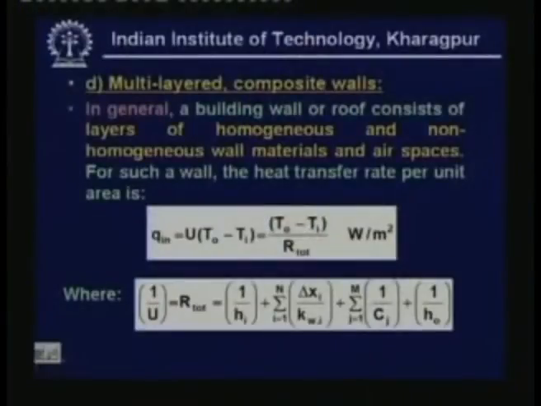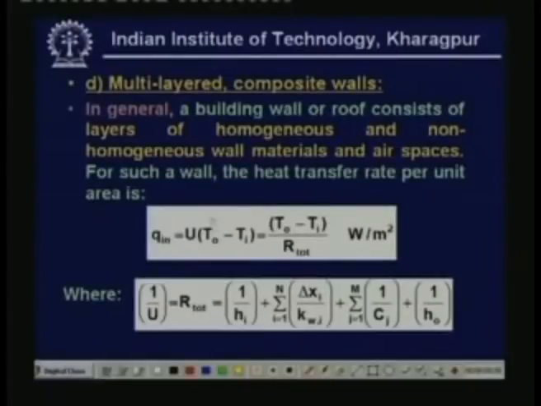So for a composite wall or multi-layered wall, the heat transfer rate per unit area or the heat flux is given by Q subscript in. So this is equal to overall heat transfer coefficient U into temperature difference across the wall T naught minus Ti. T naught is the outdoor temperature, Ti is the indoor temperature. Which is equal to T naught minus Ti by R total, where R total is the total resistance to heat transfer. So total resistance to heat transfer for a multi-layered composite wall is given by this expression.